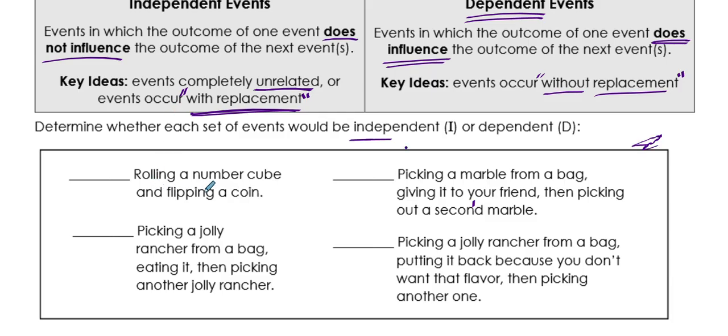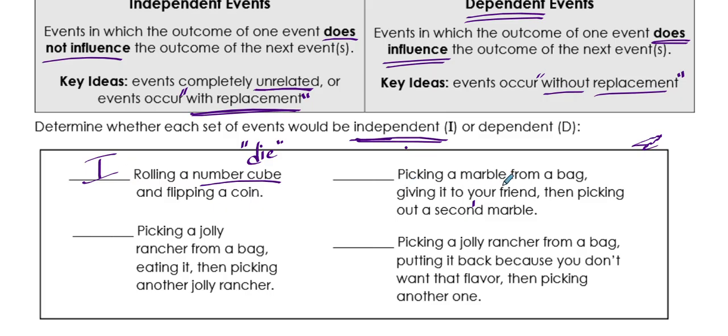All right, rolling a number cube and flipping a coin. A number cube is the SOL's way of saying rolling a die or a dice. So we roll a die, you flip a coin. Those are completely unrelated. If we get a 6 on the die, it doesn't somehow change the chance that we get a heads on the coin. They do not impact each other. They're independent of each other.